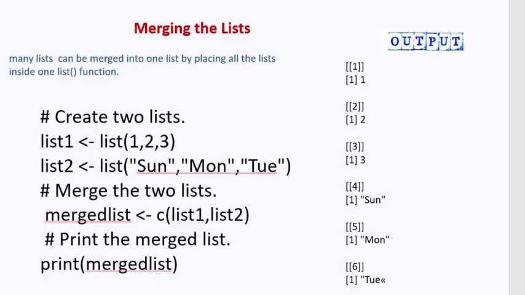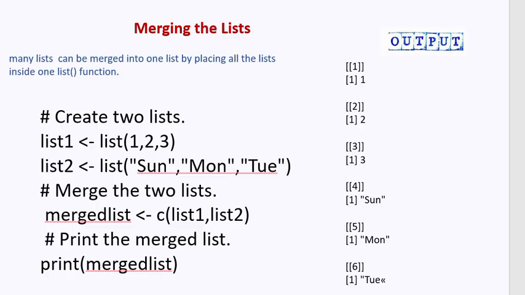We created two lists, one called list1 and another called list2. List1 holds the values 1, 2, 3, and list2 holds the days of a week, Sunday, Monday, Tuesday, in the short form SUN, MON and TUE. Now I am going to merge these two lists by simply using c of list1, list2. By doing so, the elements in both the lists will be merged together.